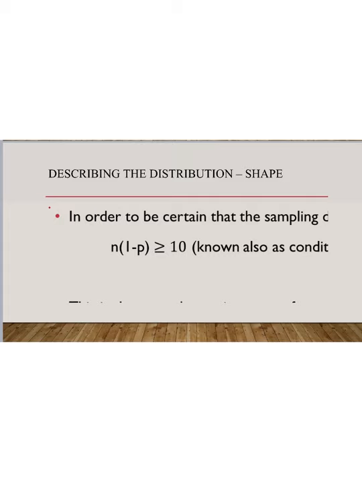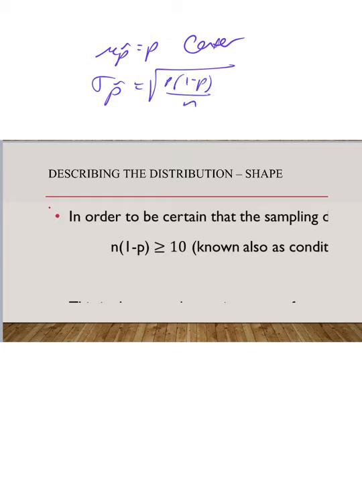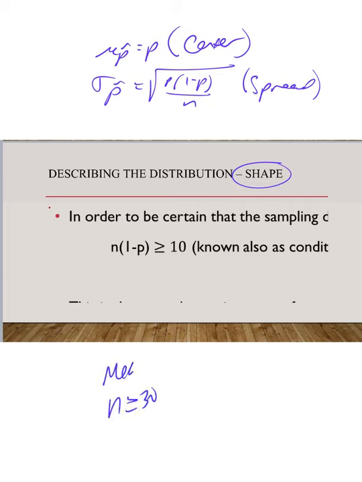So the previous slide was the center and spread again, which was mu of the p-hats equals p, that's the center. Sigma of the p-hats equaling the square root of p times 1 minus p over n, that's the spread. Now the shape is a little different. For the last lesson, this whole idea with shape was that n was 30 or more. And that was for means. That's the mu of the x bars.